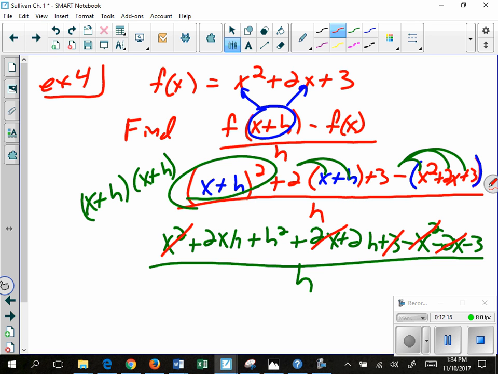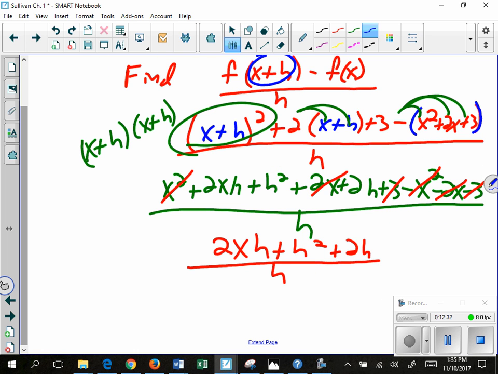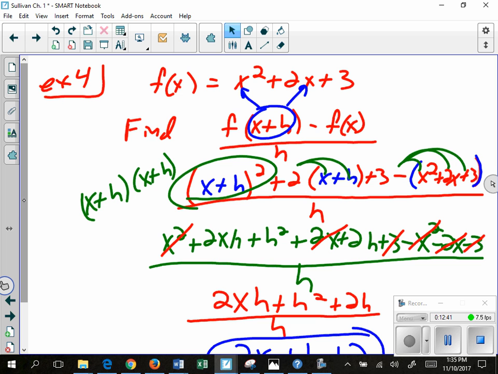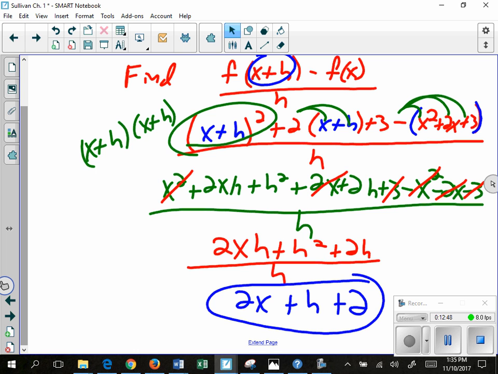Okay, let's see. I think the 3's are going to cancel. And yeah, so you're going to wind up with 2xh plus h squared plus 2h all over h. And then I think your h's are going to cancel. So that's going to be 2x plus h plus 2. So you also already heard that this is kind of the formula for something that's pretty huge in calculus. When I get back, I can tell you the story on how that was one of my college entrance exams.